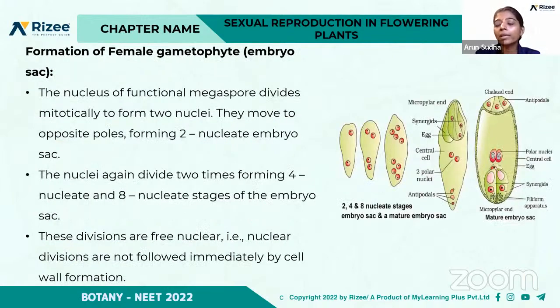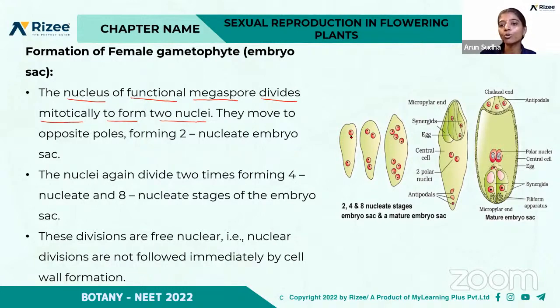So now how is the embryo sac formed? The nucleus of the functional megaspore. Functional megaspore means there is the 1 megaspore that develops into one embryo sac. So the nucleus of the functional megaspore divides mitotically to form 2 nuclei. So this is the first stage, the 2 nucleate embryo sac.